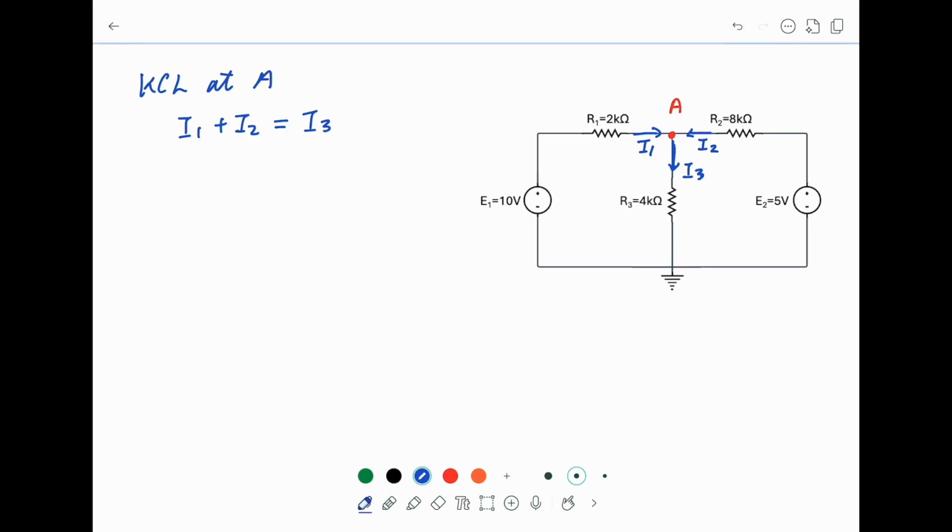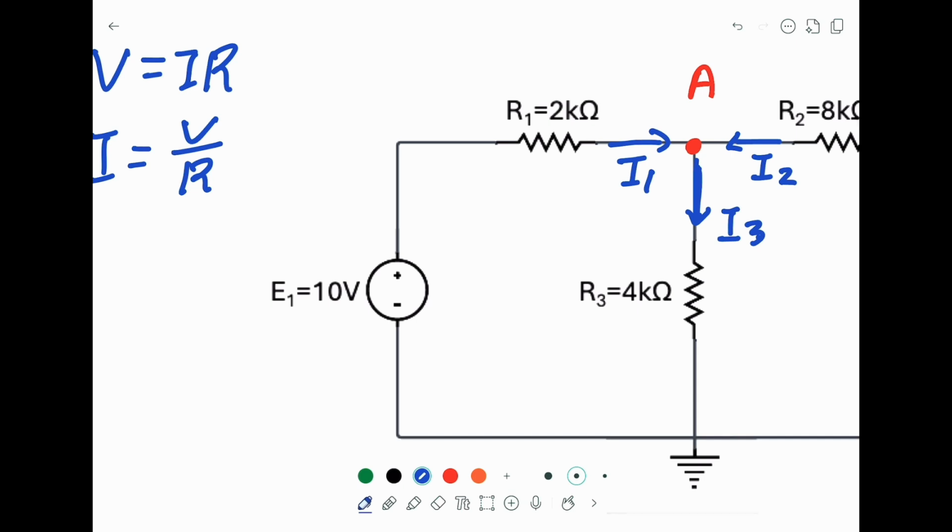Now the idea of nodal analysis is to apply Ohm's law to the current. Ohm's law says V equal to IR, so I is equal to V over R. So what we really want to find is the voltage instead of current. So I1 plus I2 equal to I3 is just the starting point. So next we have to apply Ohm's law to I1, I2 and I3. Now this is important. Now we have to analyze the voltage.